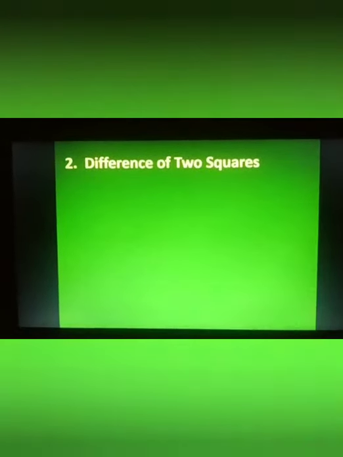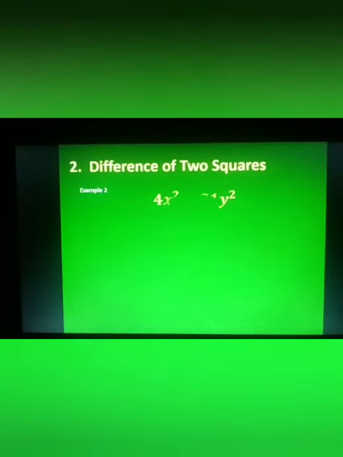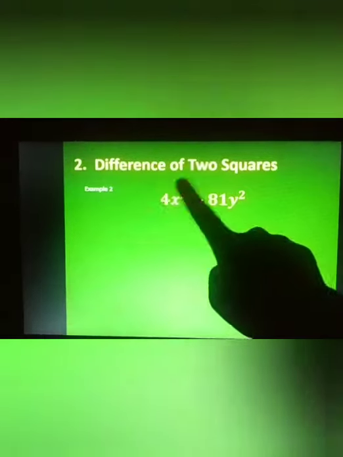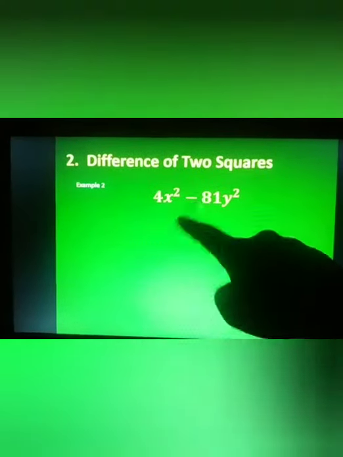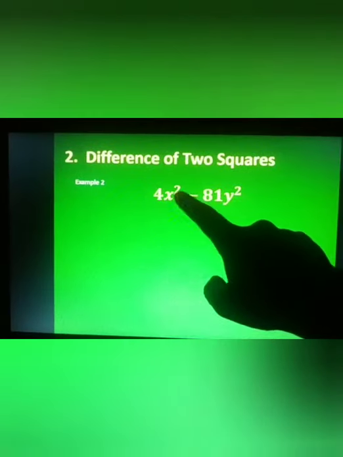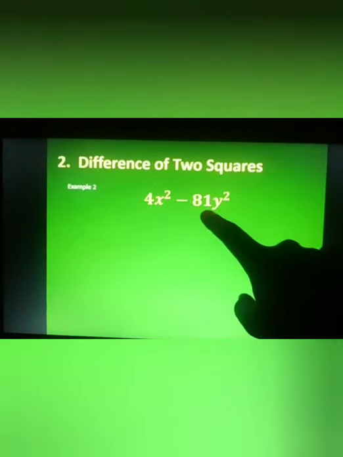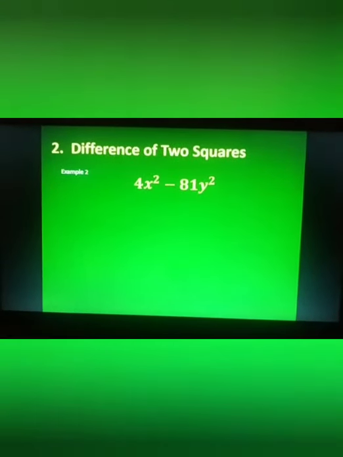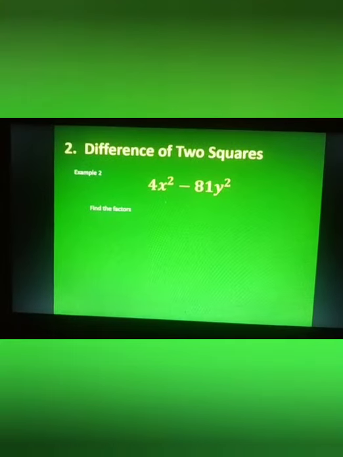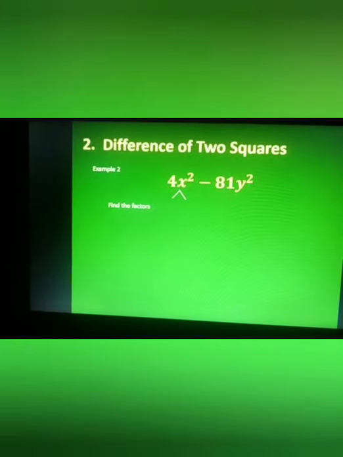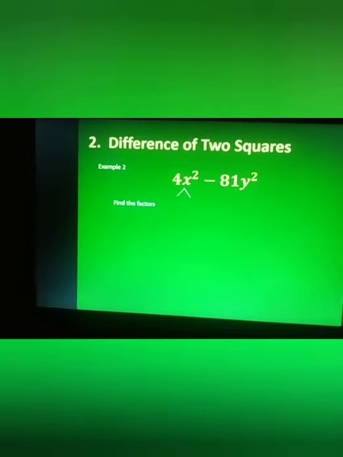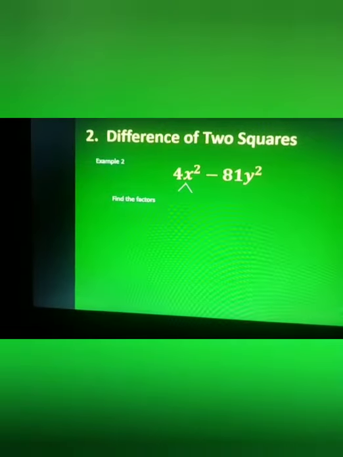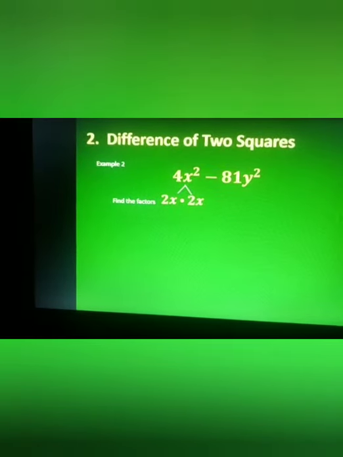Okay, let's have another one. Example number 2. 4x squared minus 81y squared. Okay, notice, they are binomials. And difference siya, kaya gagamit siya minus. 4 is a perfect square. X squared is a perfect square. 81 is a perfect square. Y is a perfect square. Y squared. Okay? And so, first step, find the factors. Anong factors ni 4x squared? Siyempre si 4 anay, tapos si x squared. Factors ni 4 is 2 and x squared is x. So, mapare sila. We have 2x times 2x.